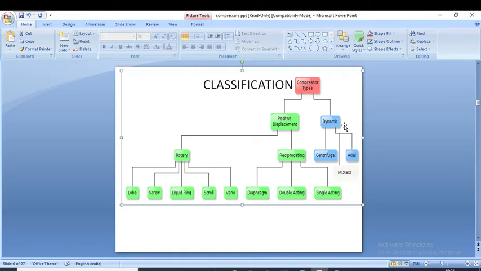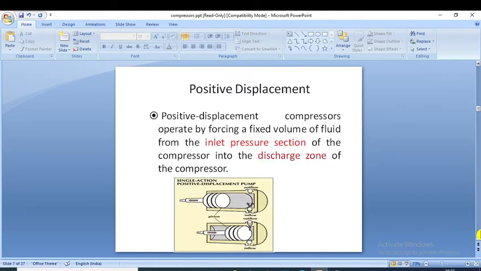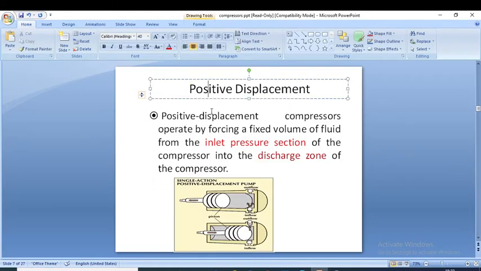Then this positive displacement type also subdivides into two. First one is the rotary, then another one is the reciprocating. Rotary are again classified into lobe, screw, then liquid ring, scroll, and vane. We are going to study each type of compressor in depth by studying its diagram also. Then the reciprocating are divided into diaphragm type, single acting, and double acting. The diaphragm type is not asked in the examination, but single acting and double acting compressors are asked in the examination. So here we are going to see the positive displacement compressor.